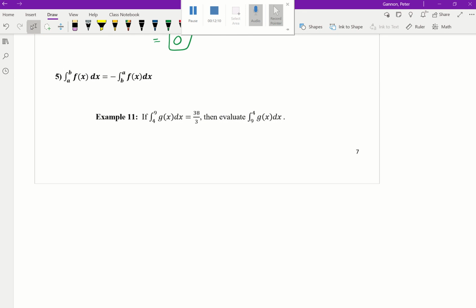So in this particular problem, we know that the integral from 4 to 9 of g of x dx is 38/3. We want to evaluate the integral from 9 to 4 of g of x dx. So in applying the property, the integral from 9 to 4 of g of x dx is going to equal the opposite of the integral from 4 to 9 of g of x dx. And from the information above, we know that the integral from 4 to 9 is 38/3. So the opposite of 38/3 is negative 38/3, and that would be the answer to the question.